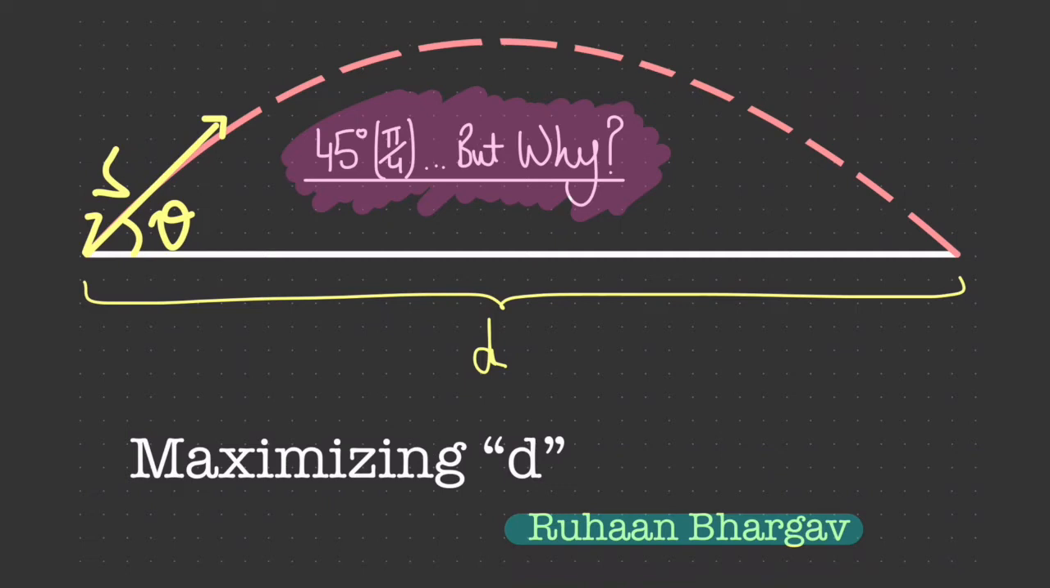As you probably would have guessed from the video title, today we'll be going over why 45 degrees, or pi over 4 radians, is the best launch angle for any projectile object, and how that maximizes the total distance traveled by that object. However, something very different to other YouTube videos on this topic, this proof is actually going to be geometric. So without further ado, let's get into the video.